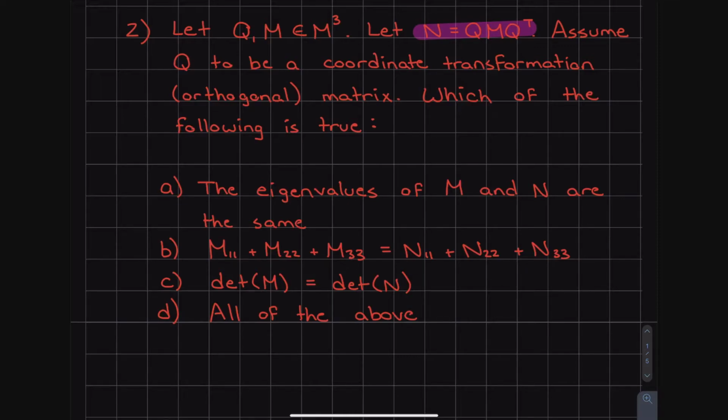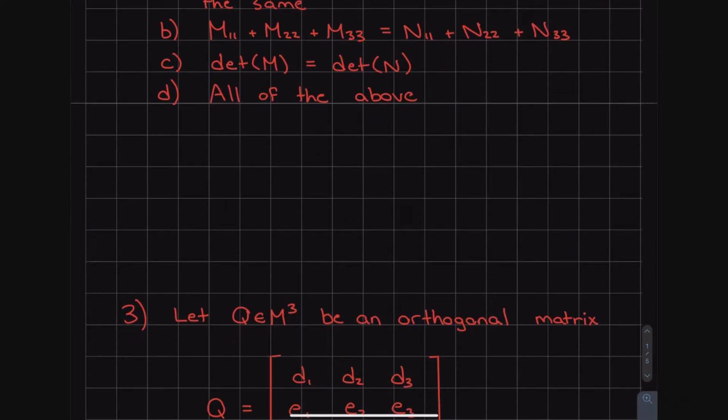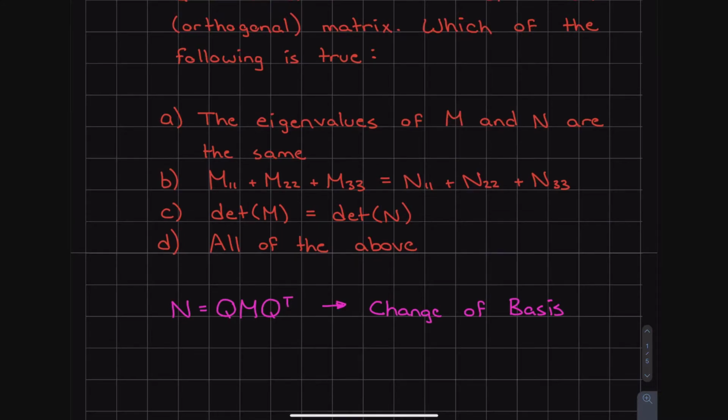So if we look at that statement right there, if N is equal to Q times M times Q transpose, where Q is a transformation matrix, you guys should kind of have little bells going off and say, okay, this is associated with a change of basis. Because remember, if we had a matrix in one basis and we wanted to transform it to the next matrix, we use this formula exactly. And it's reinforced with the fact that Q is a transformation matrix. They kind of give that away right here.